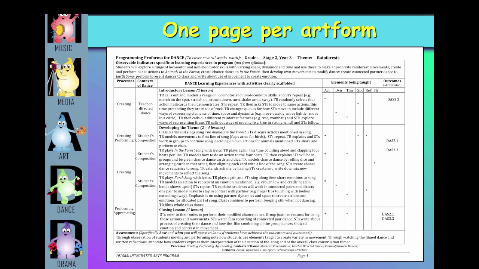Here's a dance pro forma written out in full. So we have the observable indicators, which are specific to the learning experiences in the program. The introductory lesson, developing the theme, with lots of activities, which would be more than 2 to 4 lessons, I'm sure, and the closing lesson. The assessment indicates specifically how and what you will assess to know if students have achieved the indicators and outcomes. The elements that are being taught are ticked and they relate specifically to the dance learning experiences.